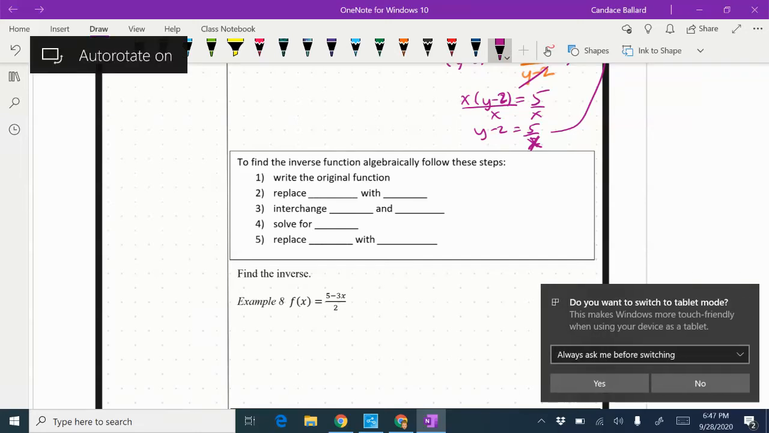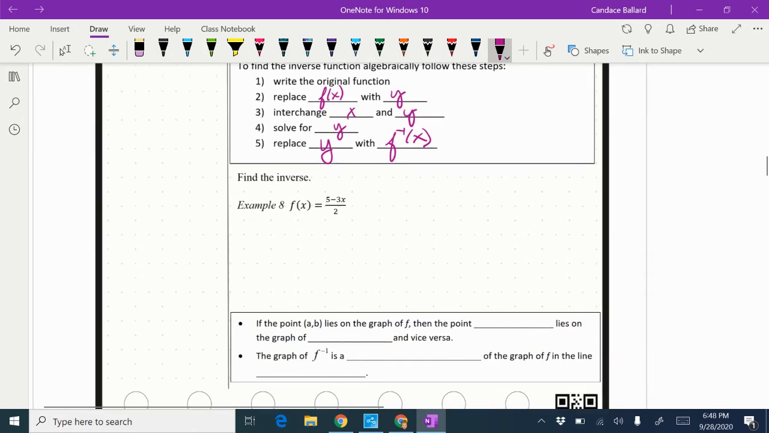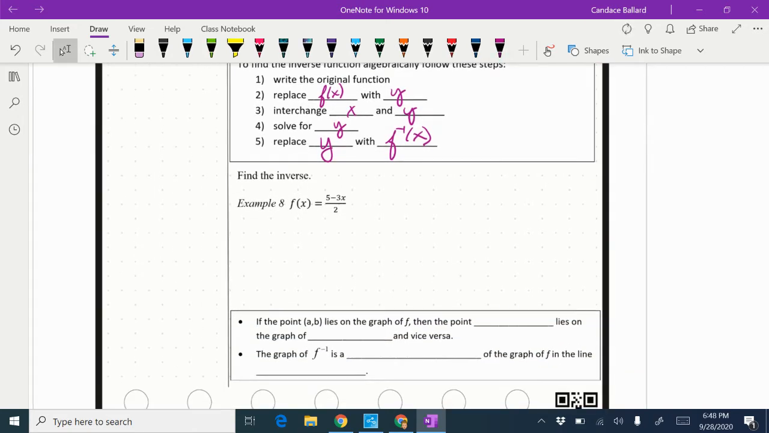So in this video, we're going to continue topic 2.5, and we're going to summarize what we have been doing in this topic so far. We're going to start by writing the original function. Then we replace the f of x with y. Then we interchange, or switch, x and y. We solve for y, and then we replace y with f inverse of x. So we're going to go through those steps one more time here on example 8.